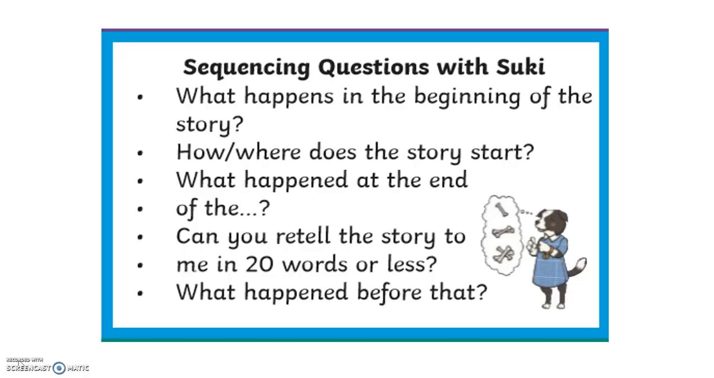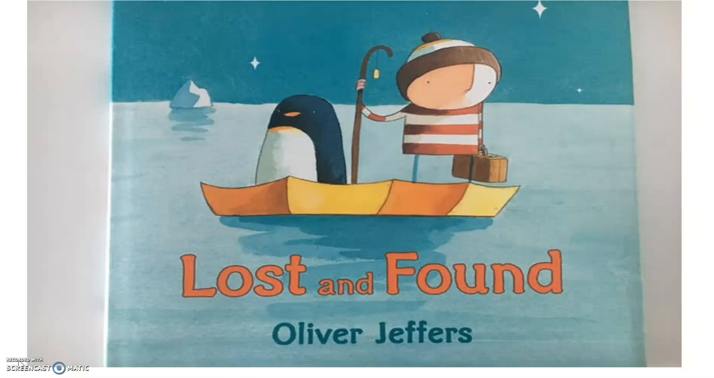Sequencing questions. Make sure you're asking your child what happens at the beginning and at the end of a story. See if they can retell the story in a few words, or tell you what their favourite part of the story was, and order the beginning, middle and end. Remember, you can use these questions for any storybook you read at home with your child.